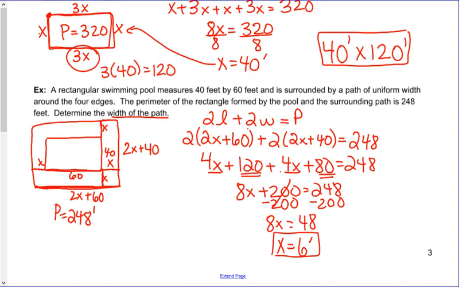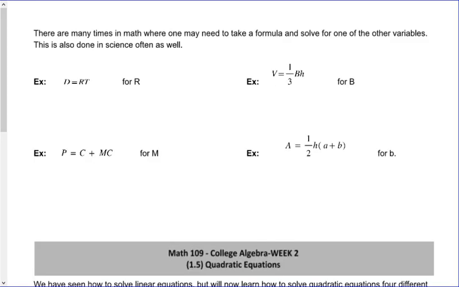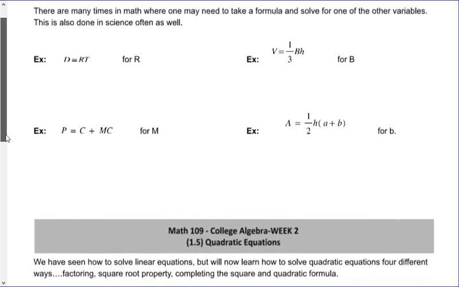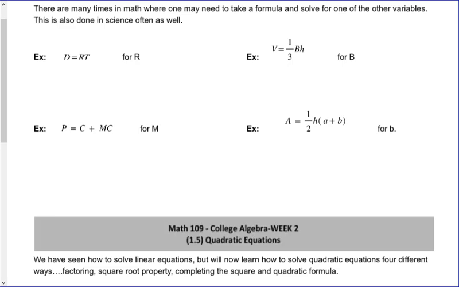All right, now, this last part in section 1.3, so we're kind of in a small section here. There's many times that you need to take a formula and solve for one of the other variables. Many times in science you do this. So there's an exercise here in section 1.3 about doing that.